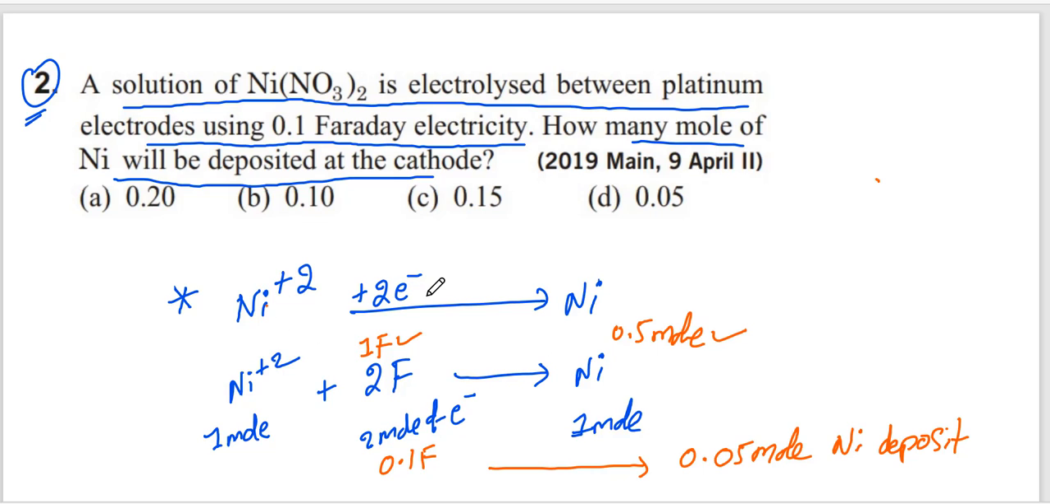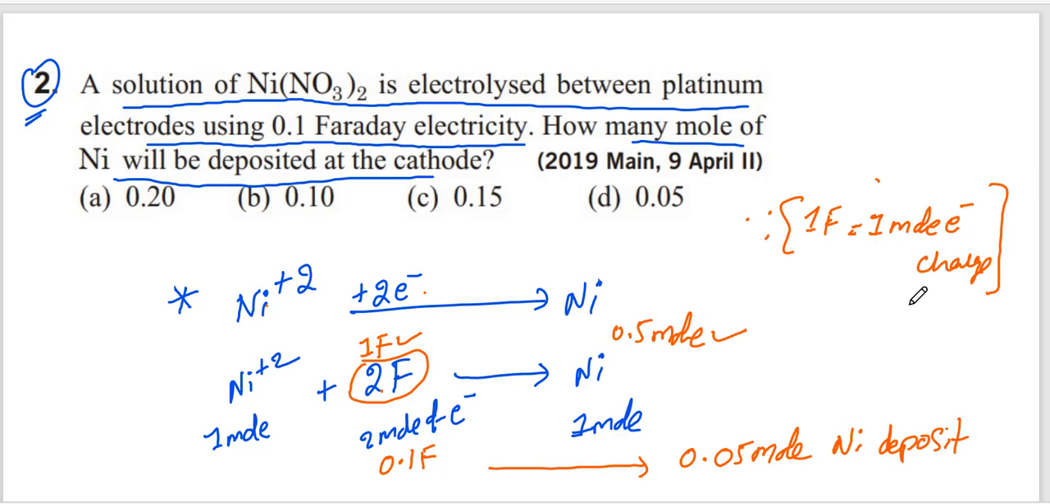Very simple. Just cross multiplication comparison. Each nickel plus 2 requires 2 electrons. If you want 1 mole of nickel, you need 2 moles of electrons, that is called 2 farad. Here one point you have to know: 1 farad equals 1 mole electrons, 1 mole electron charge. With 2 farad you will get 1 mole, with 1 farad half mole, with 0.1 farad 0.05 mole of nickel. So your answer will be D.